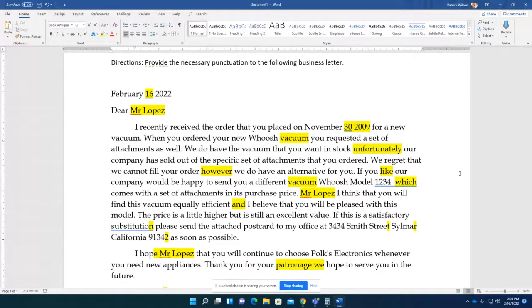So if you look here, we have this business letter, and the first thing that is highlighted is the 16th of February. What's going on there is because you have a date and a year, you need a comma in between the date and the year. So I'm going to put that comma there. And that would be the only thing that you would need to do for that particular area, which is to put the comma.